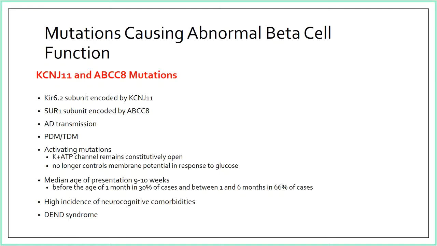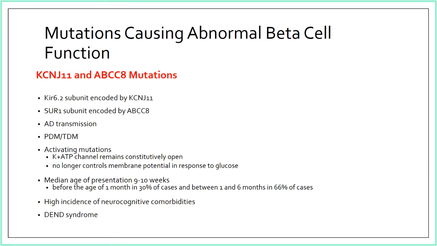As we noted earlier, the postprandial rise in glucose increases the ATP to ADP ratio, and that's what ultimately results in insulin secretion. So when you have an activating mutation in the potassium-sensitive ATP channel, the channel remains constitutively open, and you can no longer control membrane potential in response to glucose, which results in inadequate insulin secretion and diabetes mellitus.